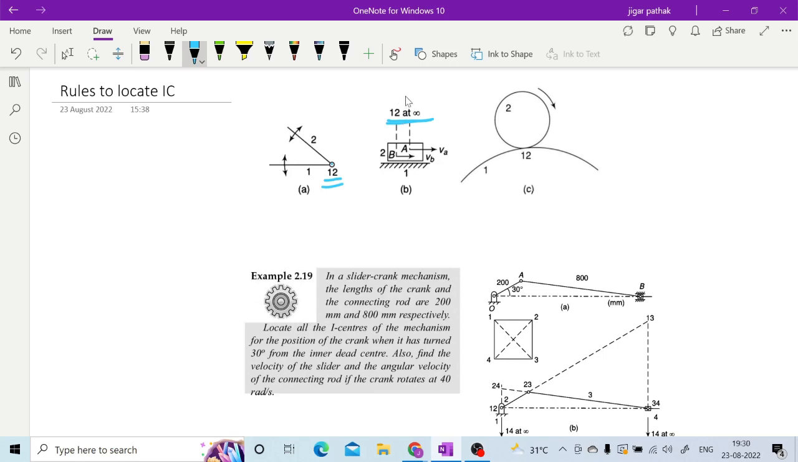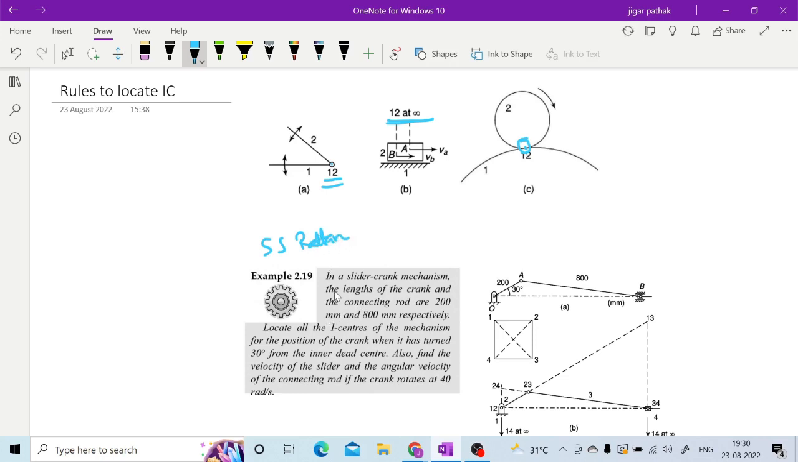So for a slider it is at infinity, and when any particular link is in pure rolling on the other link, then you will find it at the intersection point, right? So this is how you are having the various locations of the instantaneous center of rotation. Here I have taken one problem from SS Rattan, right?